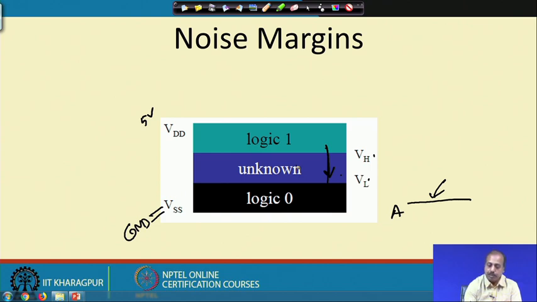This barrier or margin is kept so that noise cannot take a VH value down to VL or a VL value up to VH. That way it will help us in understanding the logic level.